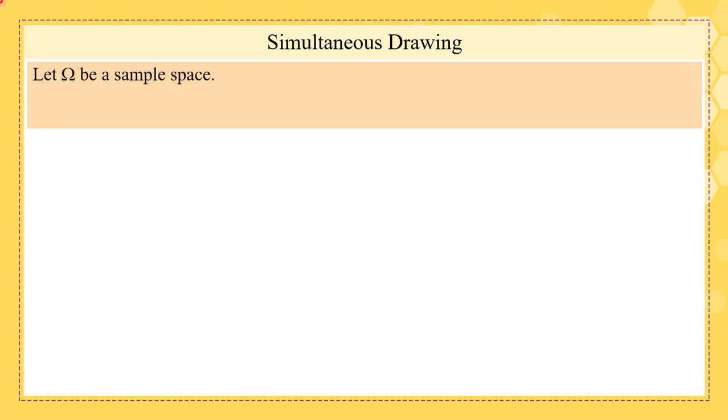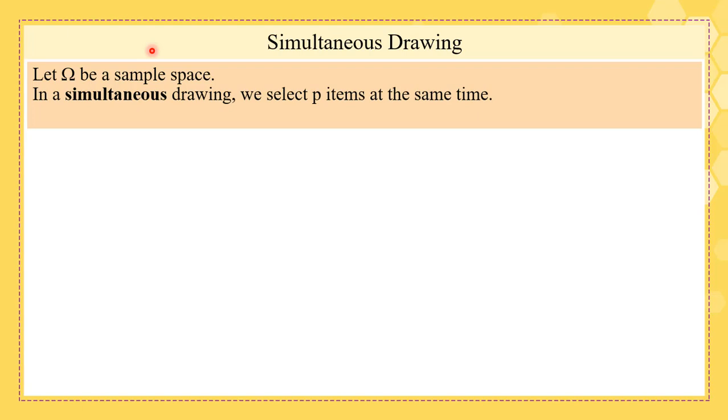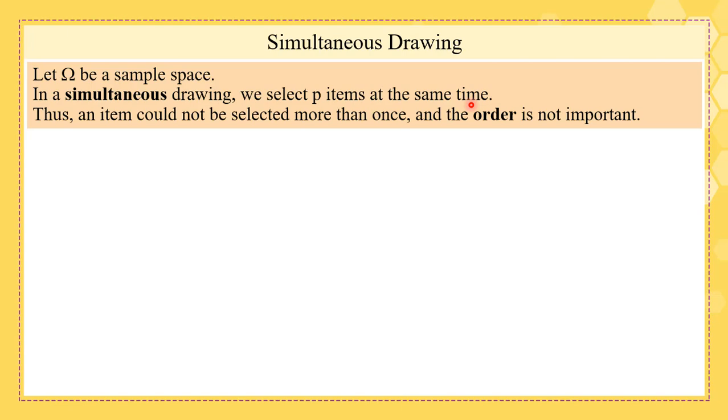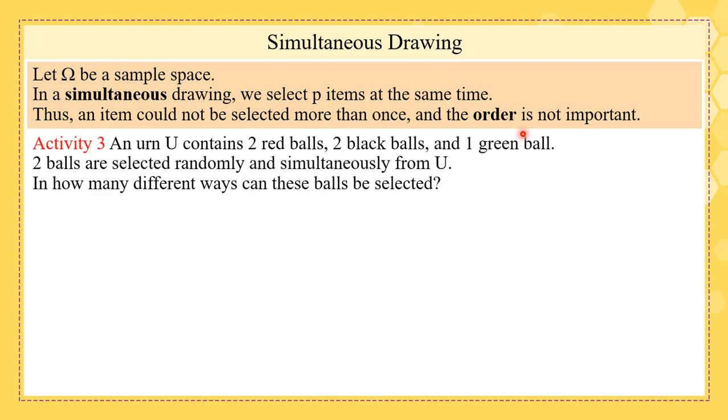So we've seen so far, remember, the successive drawing without replacement and the successive drawing with replacement. And we saw that they are similar in one way and different in another way. We will continue talking about the simultaneous drawing. Omega is a sample space. In a simultaneous drawing, we select P items at the same time. So if I want to choose 4 balls, at the same time I select them. An item could not be selected more than once, and the order in a simultaneous drawing is not important.